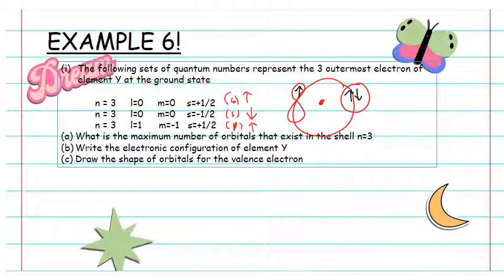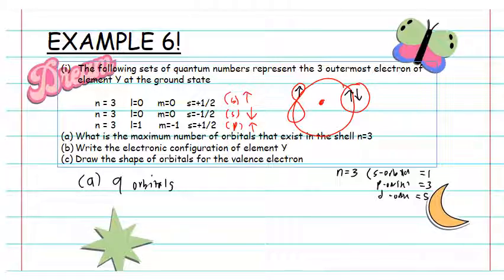What is the number of orbital that exists in the shell n sama dengan 3? So dia minta pada n sama dengan 3, berapakah maximum number of orbital? Kita tahu untuk n sama dengan 3, kita ada s orbital, kita ada p orbital, dan kita ada d orbital. S orbital ada 1, p orbital ada 3, d orbital ada 5. So totalnya adalah 5, 6, 7, 8, 9. So 9 orbitals. Okay.